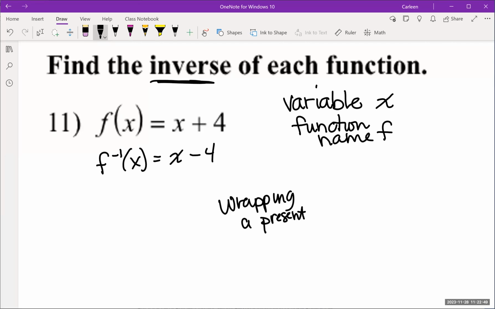The function would be put it in a box, cover it with paper, put a bow on it. Yeah. The inverse would be unwrapping.